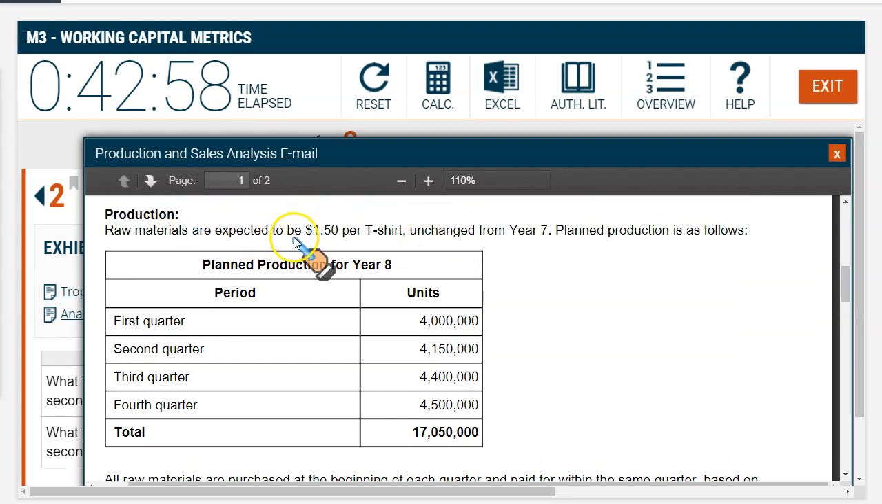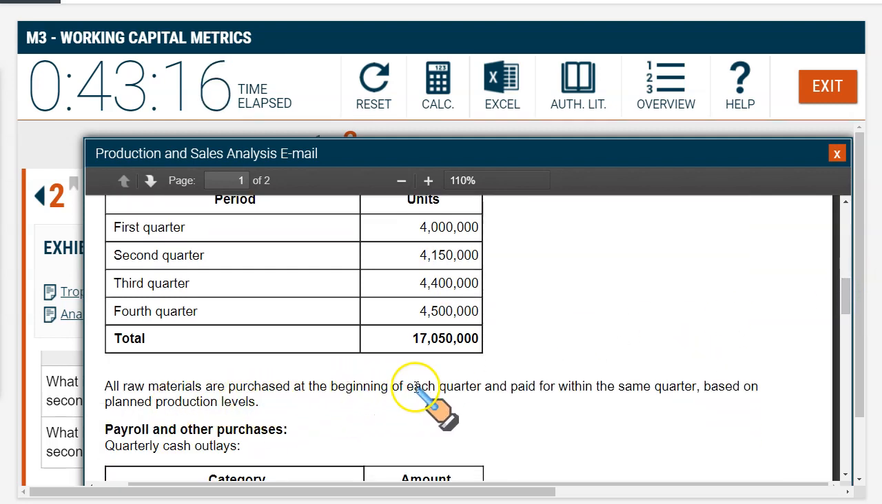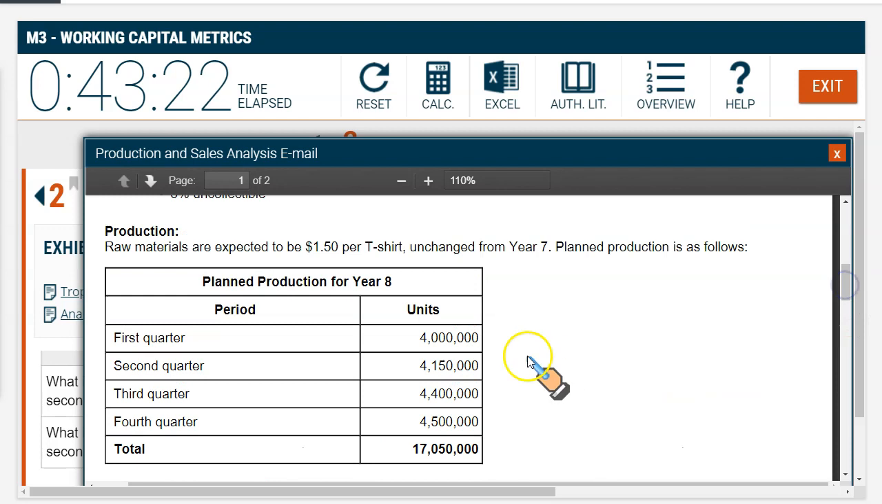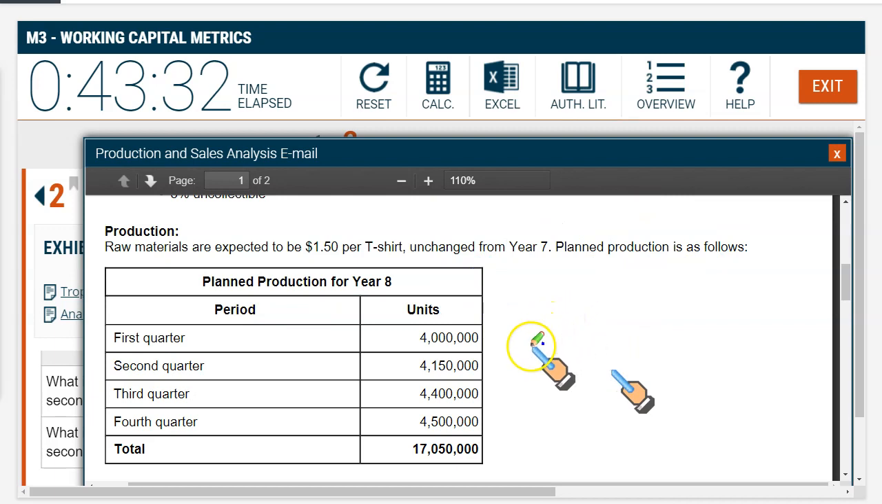It says raw materials are expected to be 1.5 per t-shirt, and it's going to be unchanged from year 7. Planned production is as follows: first quarter production, second, third and fourth. Remember, the second quarter production is 4.15. All raw materials are purchased at the beginning of each quarter and paid for within the same quarter based on planned production level, which means our first payment will be for this 4.15 million units, each at the rate of 1.5. So let me write this down and you should note it down as well. It's going to be 4.15 multiplied by $1.5.